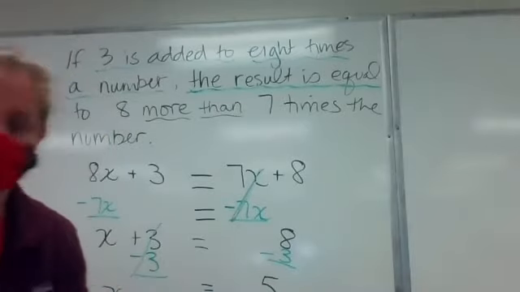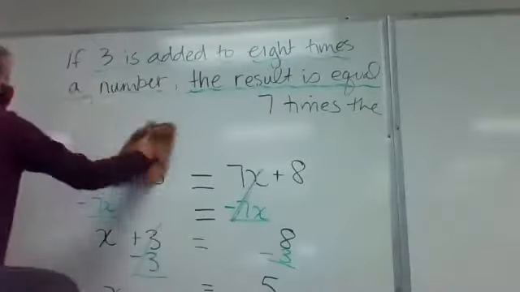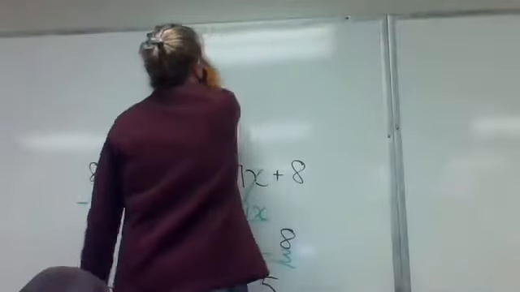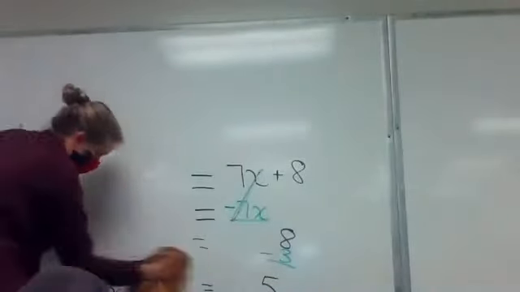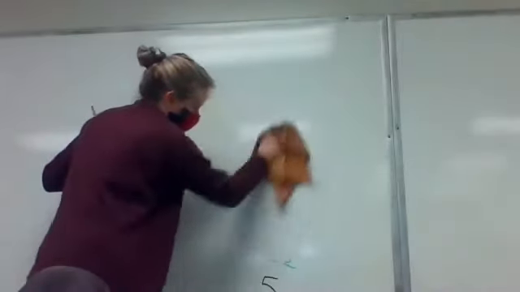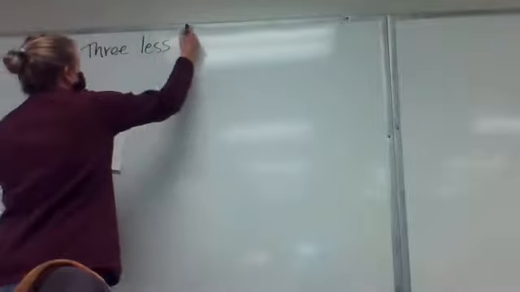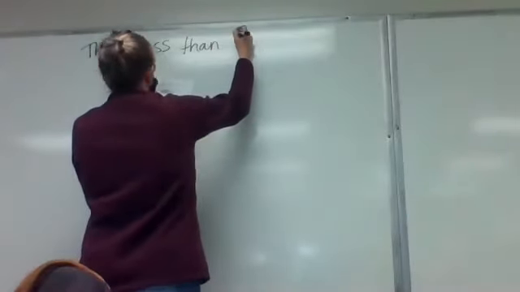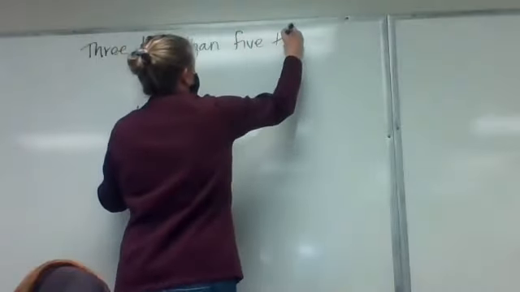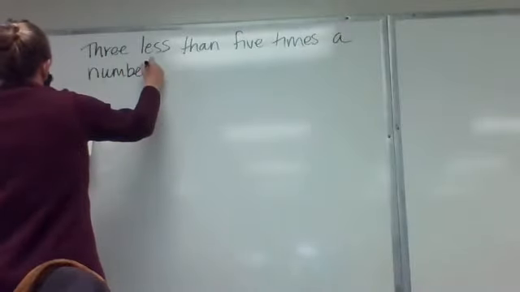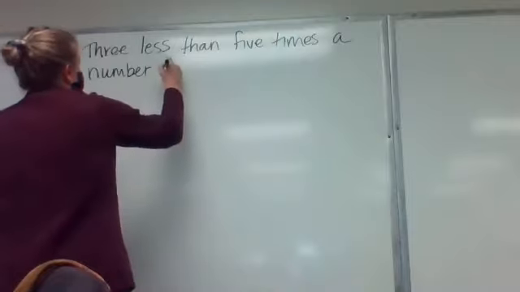Okay? Number 3. All right, 3 says 3 less than 5 times a number is equal to 12 more than 8 times the number.